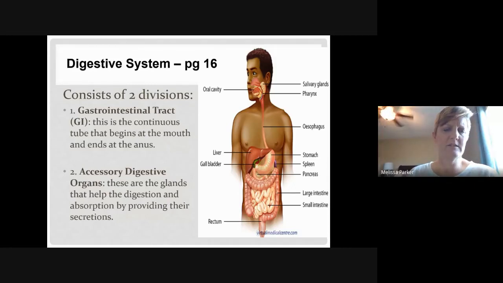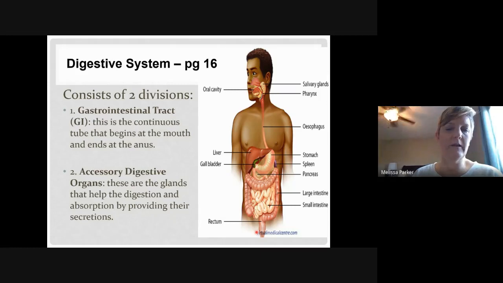So the digestive system consists of two divisions. There's a gastrointestinal tract, and this is a continuous tube from the beginning of the mouth to the end of the anus. So this tube starts here, right? And it goes all the way through our system until it exits right here.